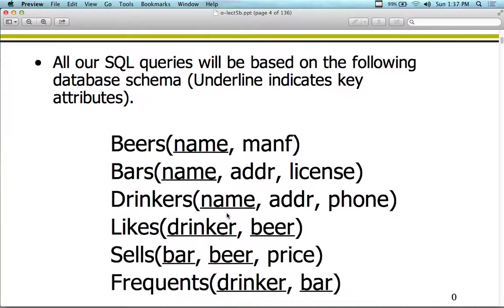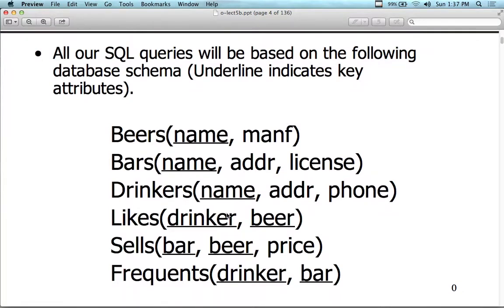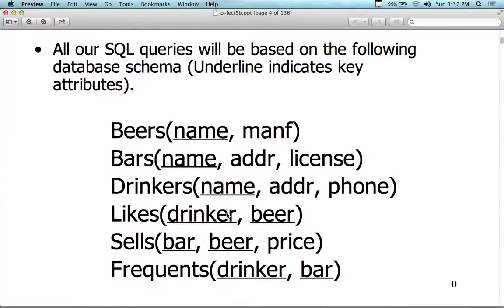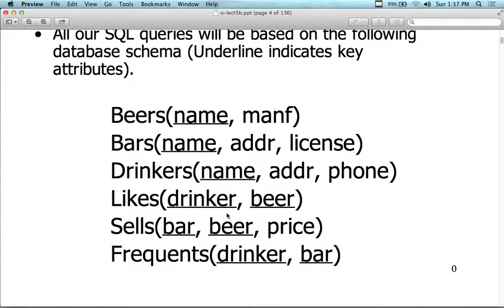Anyway, all of the queries that we're going to look at right now are based on this data set here. And they're all based on the following data schema, underlining the key attributes. So lo and behold, we have a beers table. It keeps track of beers and has a name and a manufacturer. Name Bud, Bud Light, manufacturer Anheuser-Busch. Coors, I don't know, different manufacturers.